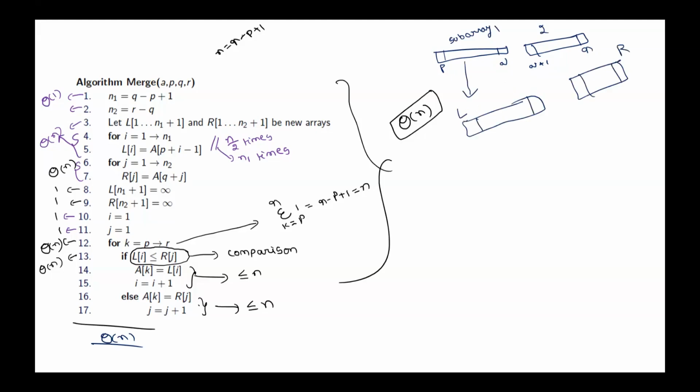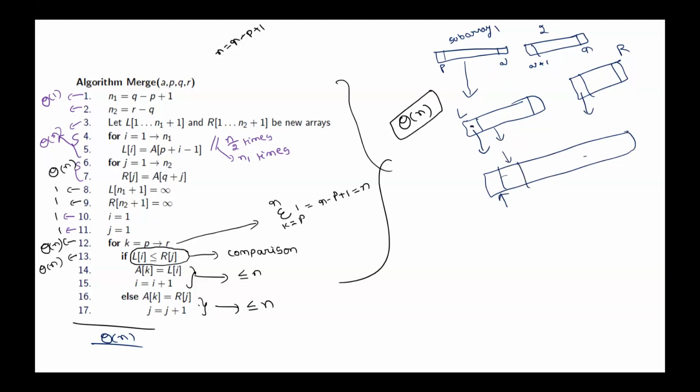Then what are they doing? They are comparing the first element here with the first element here and copying the result as the first element here. Then going to the next element, wherever the minimum came from, they move to the next element, compare, and copy that value here. They keep doing this. This is the procedure.